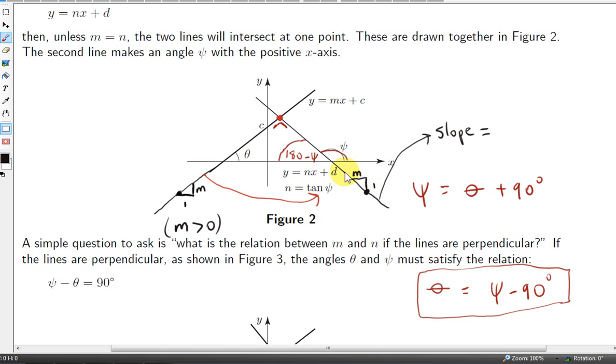Okay, so we can use this triangle to get the slope of this line. We just put the vertical distance over the horizontal distance. We just put 1 over m. But since we're dealing with a positive line here, where m is greater than 0, and since the slope of this line is negative, we have to stick a minus sign in front of this. So this is the slope of the second line, and of course we know that that's equal to n. And from that we get nm equals minus 1.